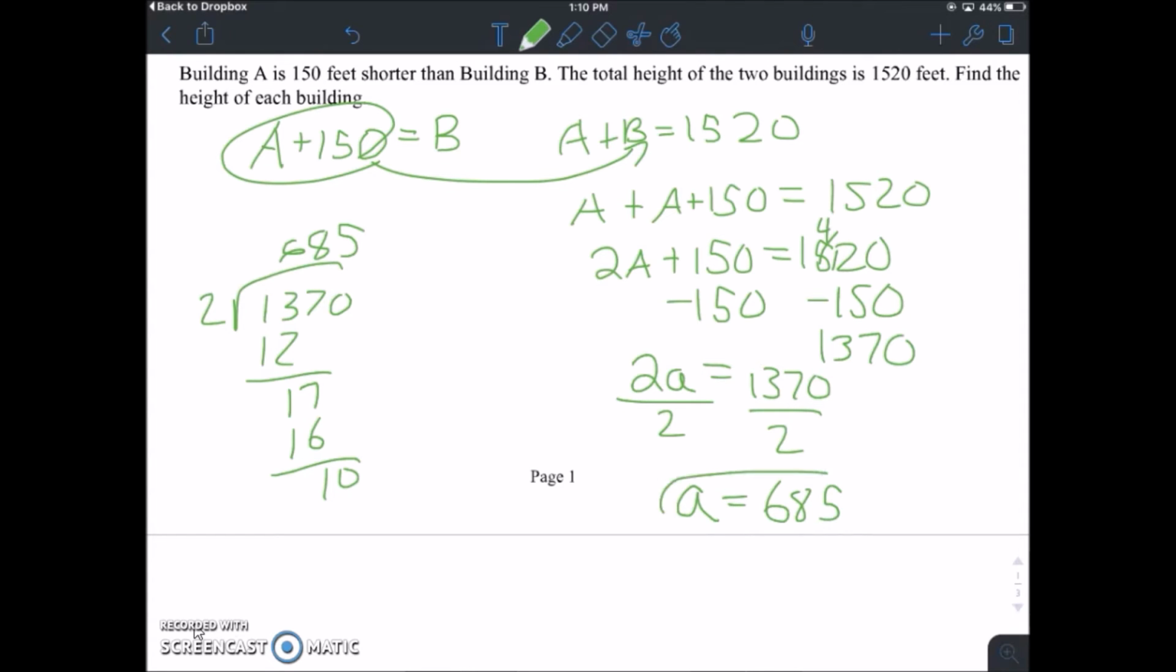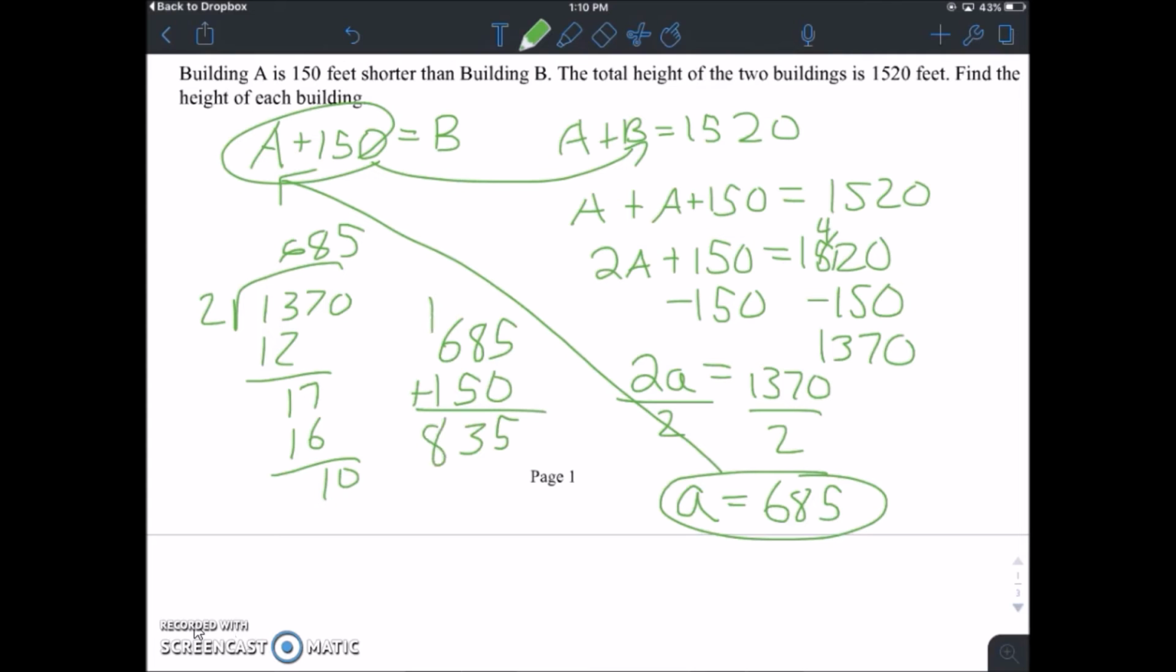I need to plug that in to find building B. We'll add 150 to that. So 685 plus 150 is 835. So A is equal to 685 feet. B is equal to 835 feet.